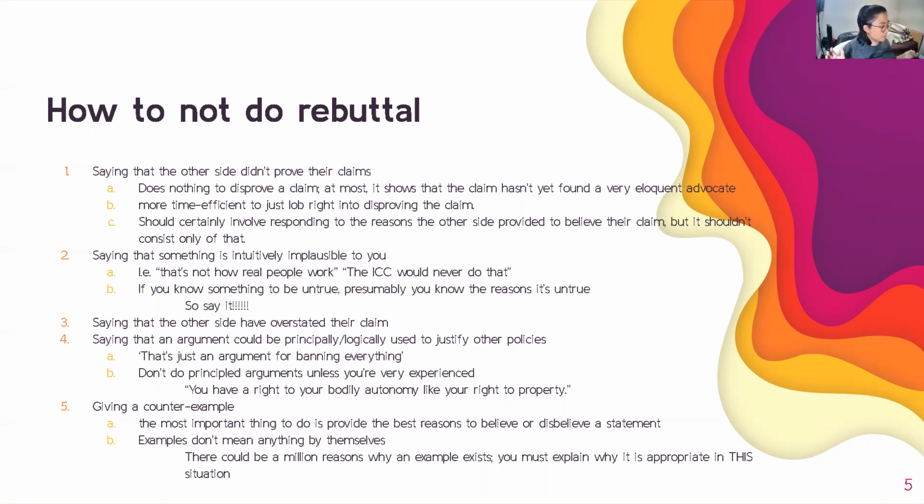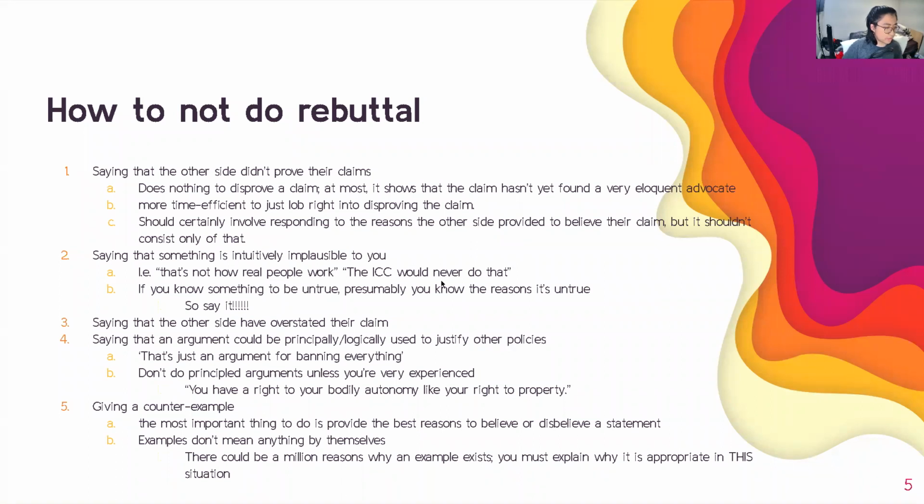I know this seems very intuitively obvious, but when you actually do debating, it's very clear how often people use this kind of strategy when it comes to refuting arguments. So make sure you don't do that. And if people do that to you, make sure you call them out on it as well. So don't do this if you want to engage in rebuttal.